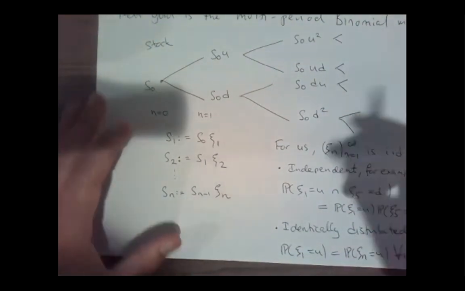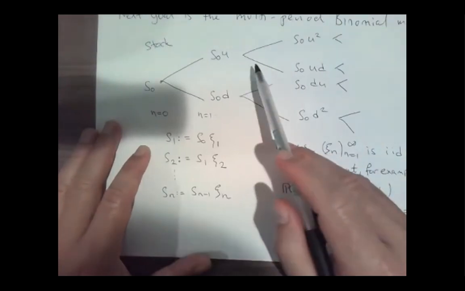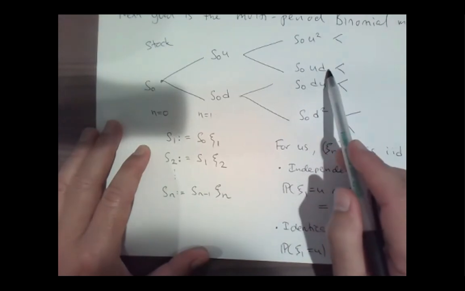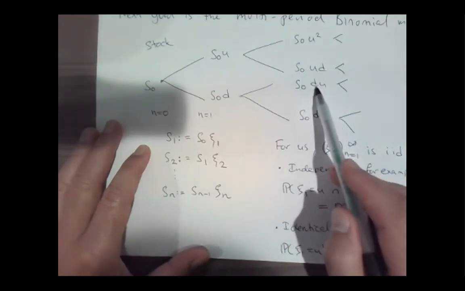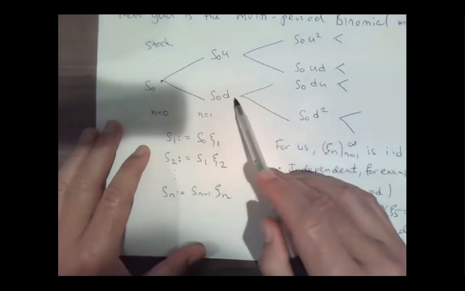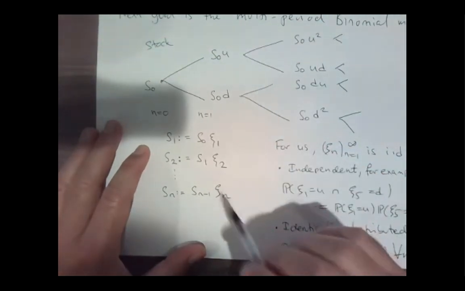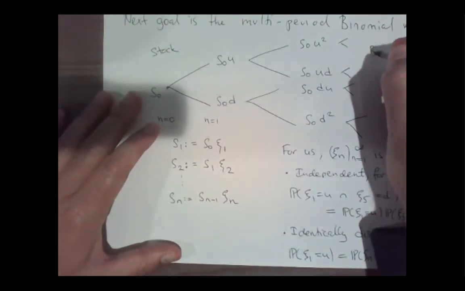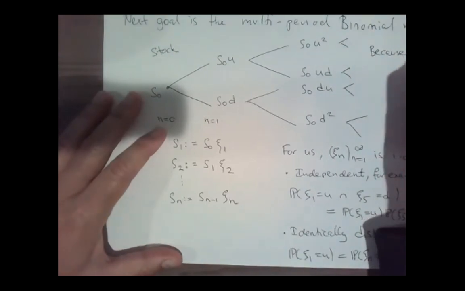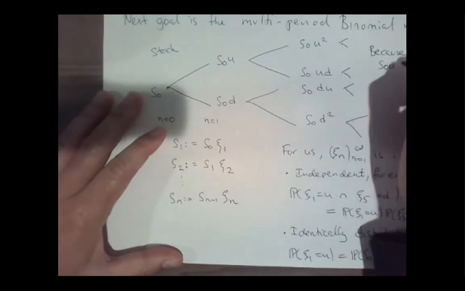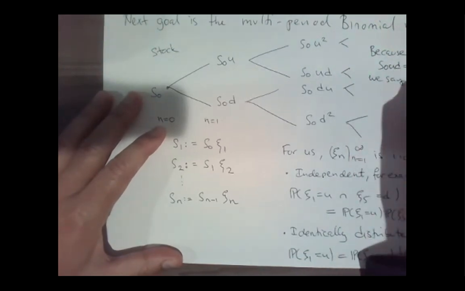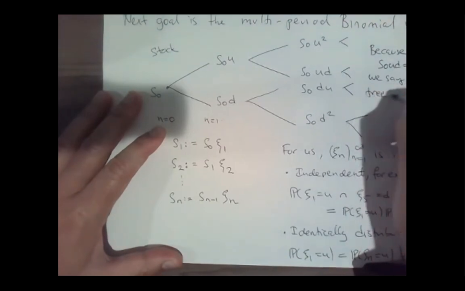I should also say here that you can see that these trees grow together, right? Because S0 times U times D is the same thing as S0 times D times U. So these two branches here combine into one. And so when that happens, because S0 U D is equal to S0 D U, we say the tree is, and this is the word, recombining.